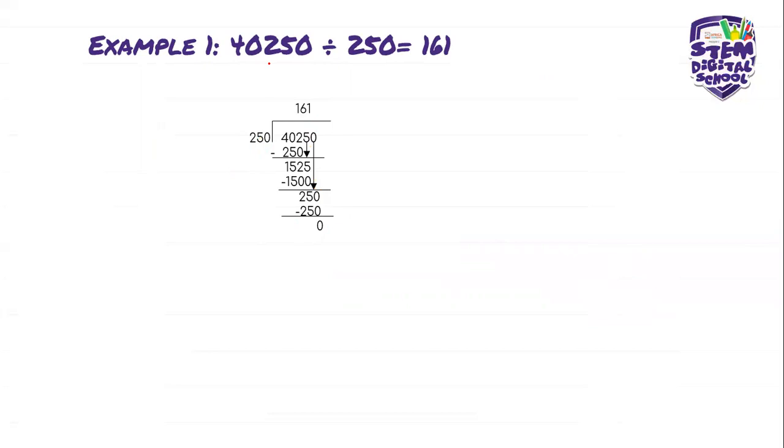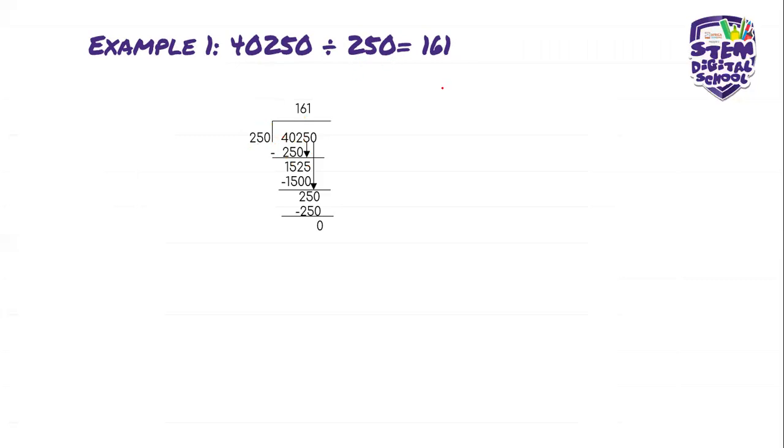10, 9, 8, 7, 6, 5, 4, 3, 2, 1. Pause. 10 seconds to remove pause. All right, listen to my explanation. So I've got 40,250 divided by 250. So I have 250 here.